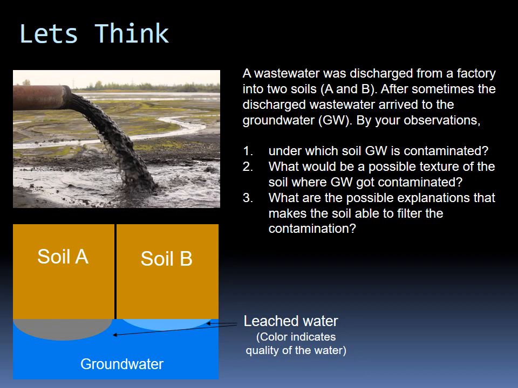Now to answer the third question, what are the possible explanations that make, for example, soil B able to filter the water? Now let's think again. The same concepts that we used to analyze the second question can be used to analyze the third question. So if you have a fine soil with a larger surface area, with some charges, with smaller pore sizes, that can all affect the movement of wastewater, making it slower, retaining the chemicals on the soil, and therefore filtering the contaminant.